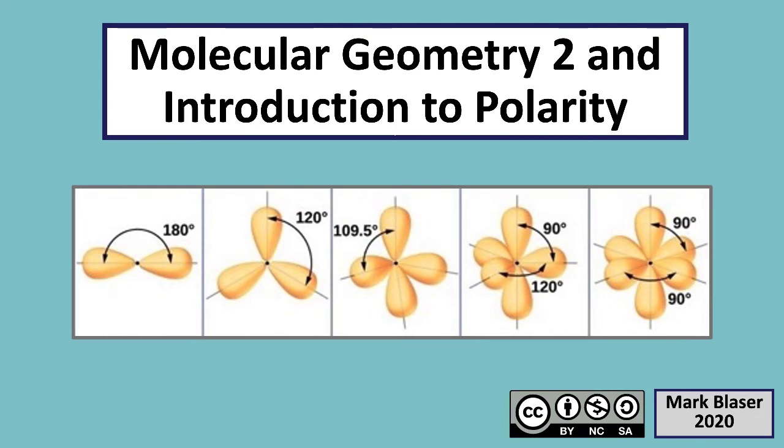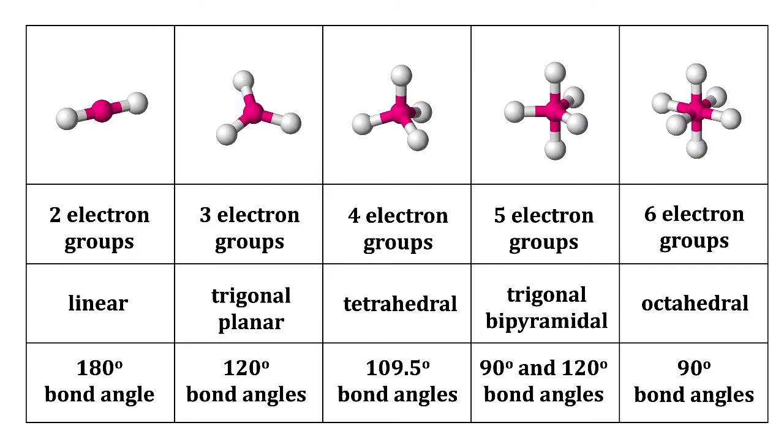Welcome to a screencast on Molecular Geometry Part 2 and an Introduction to Molecular Polarity. First, a reminder of the information in a previous screencast, and that is the valence shell electron pair repulsion theory, in which electron groups repel each other, get as far apart as possible, and that determines the electron group geometry, which may be the shape of a molecule if all electron groups are bonds to atoms.